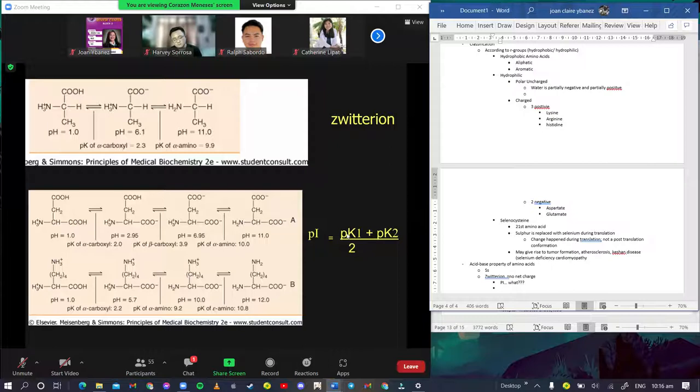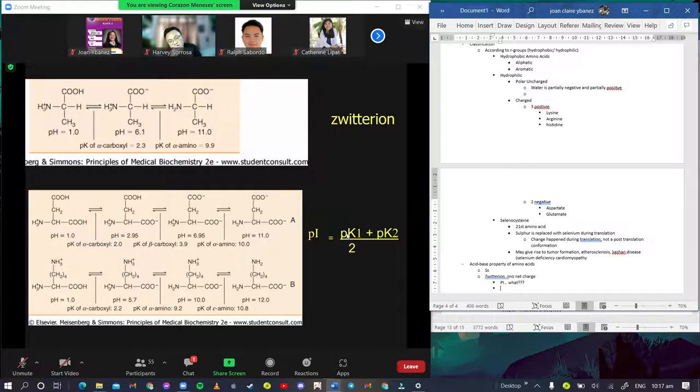Okay, the first one is relatively easy. So this is about alanine, okay? The pK of the alpha carboxyl is 2.3. That's why they are protonated. The amino group has the H, also the COOH has the H, because the pK of the alpha carboxyl is 2.3 and the pH is lower, so they are protonated.